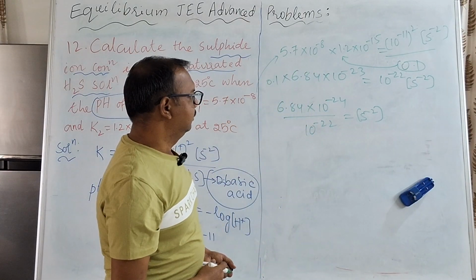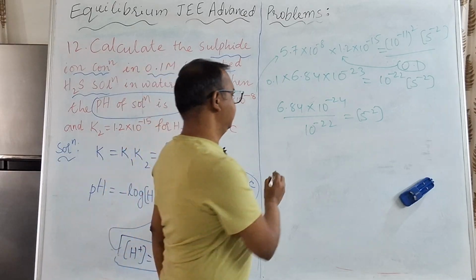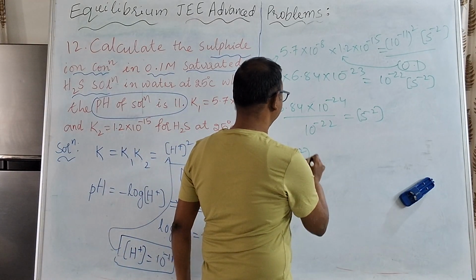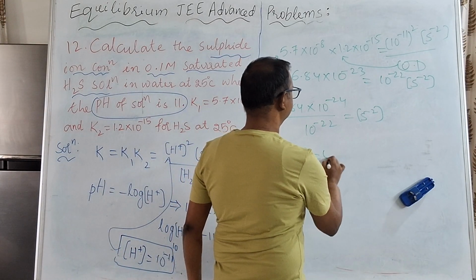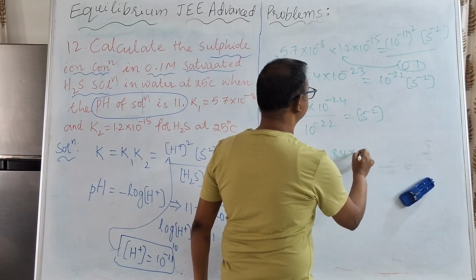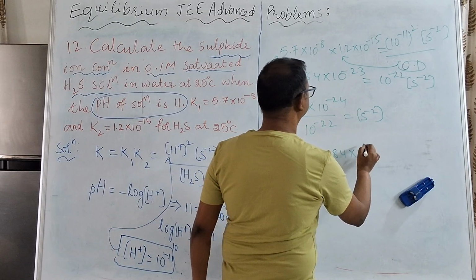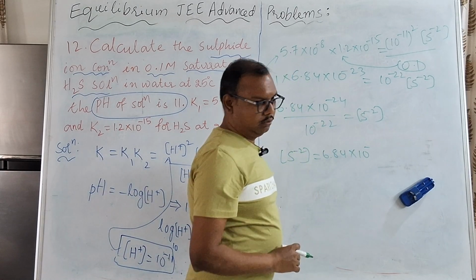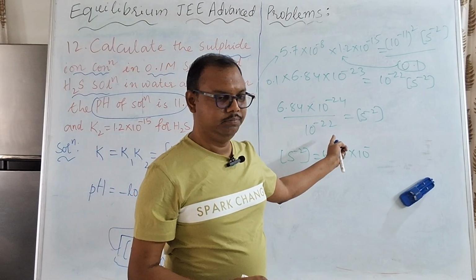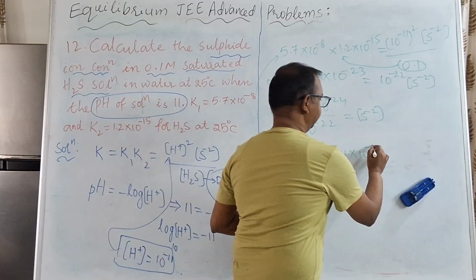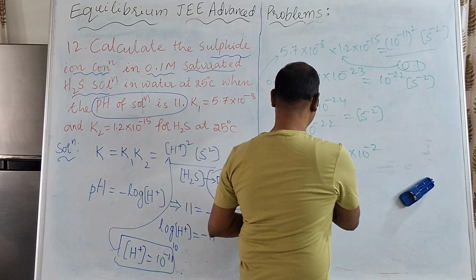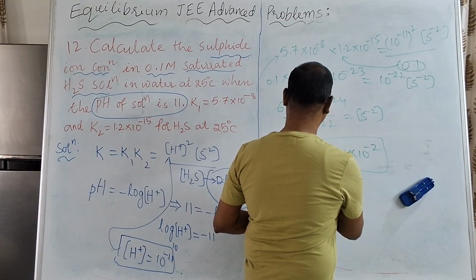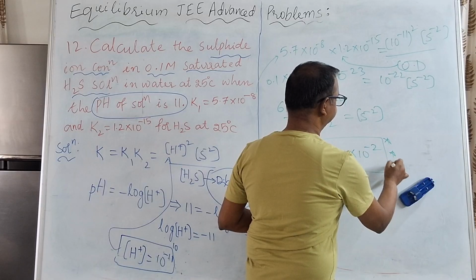Okay, right. You can write the sulfide ion concentration as 6.84 into 10 power minus 22. If it goes to the numerator, then it becomes plus 22. It will be minus 2. This is the overall answer we were required to find out. Okay, right.